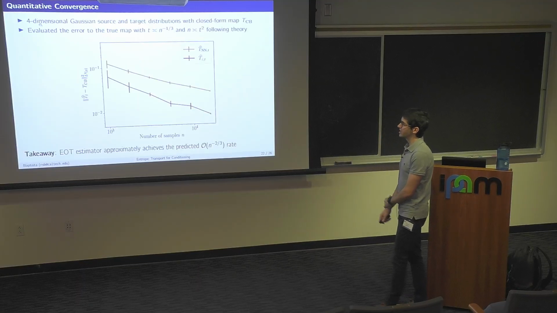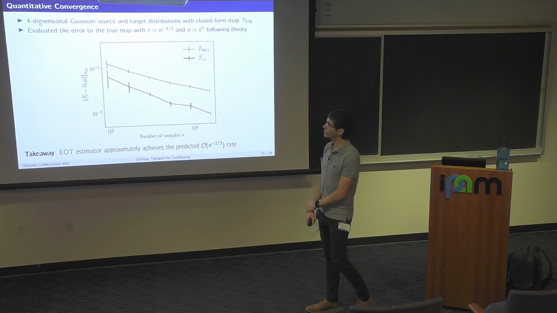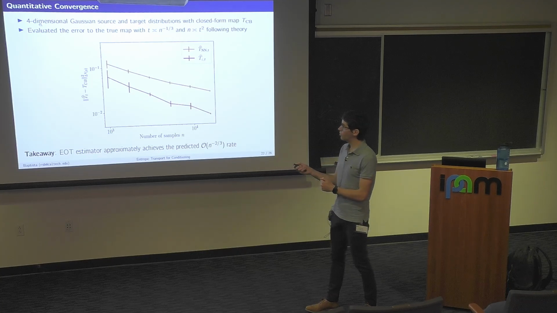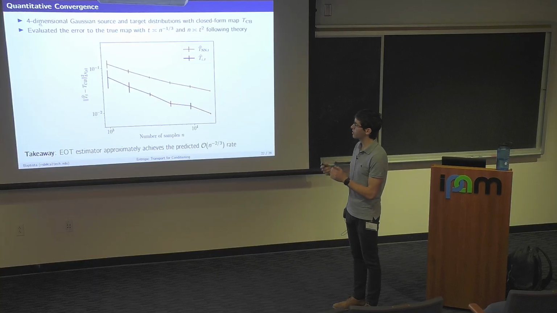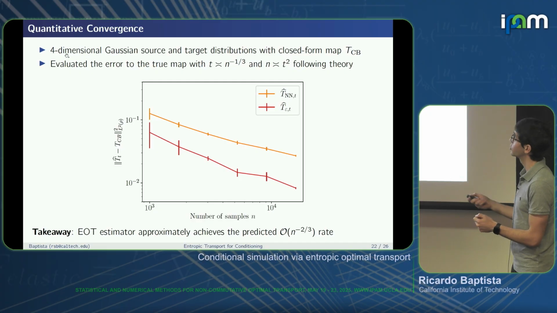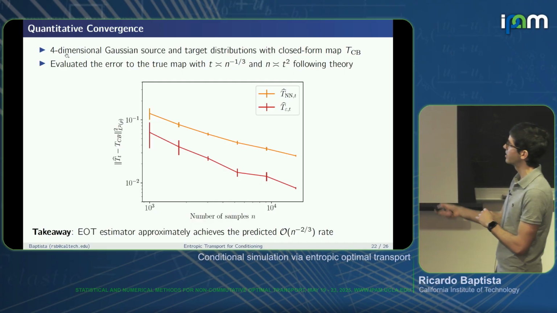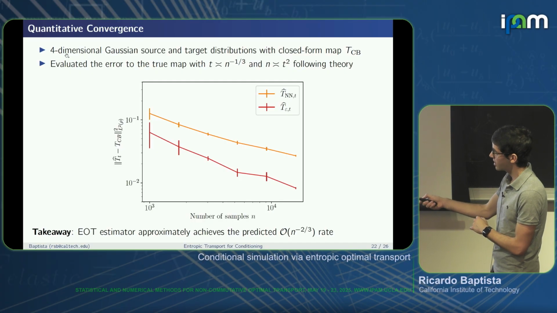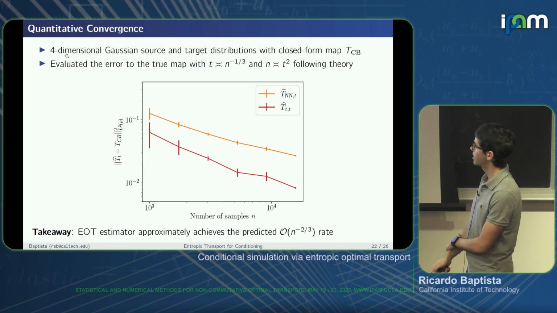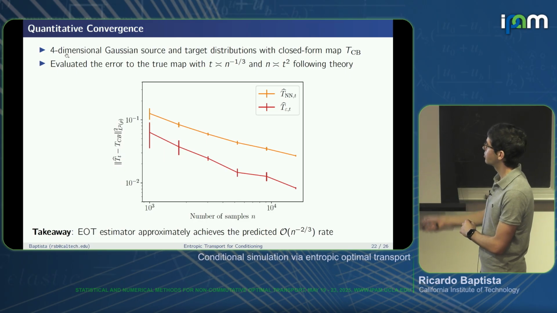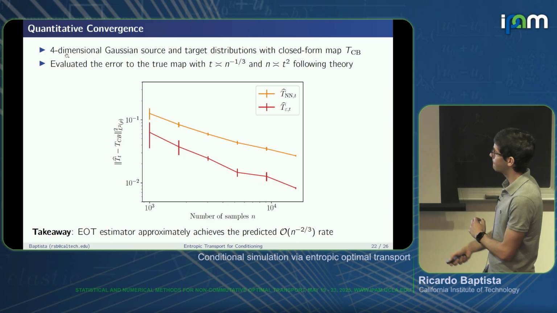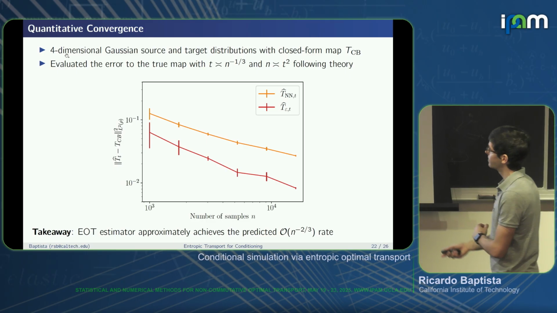So the first is really on this point. We just wanted to verify exactly how it looks when we transport a Gaussian source to a target, where we know the closed form map. We can estimate the error of the estimator with respect to the true conditional Brenier map. And here we compare two different estimators, one based on entropic regularization and a neural network-based estimator.